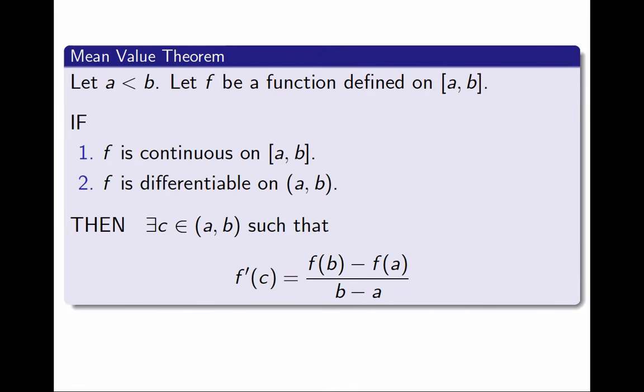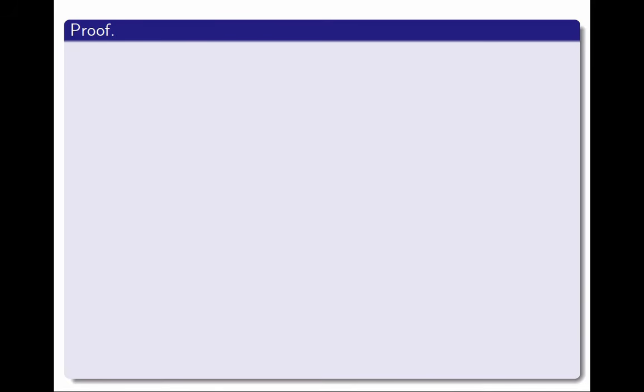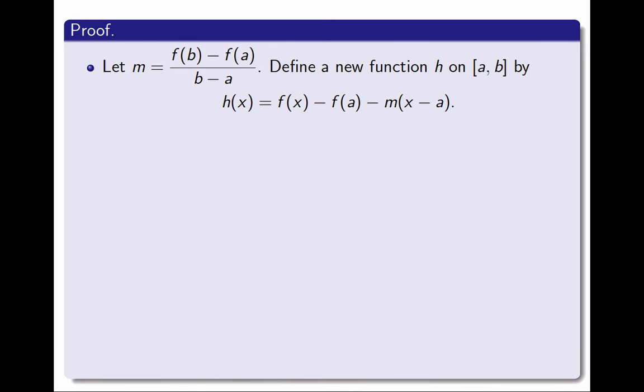This is just a reminder of the statement of the theorem. To begin the proof, I am going to call m the quantity (f of b minus f of a) over (b minus a). I did not need to give it a name, but I do not want to have to write the whole thing all the time. Now, I define a new function h on the interval [a, b] by this equation. h of x equals f of x minus f of a minus m times (x minus a).